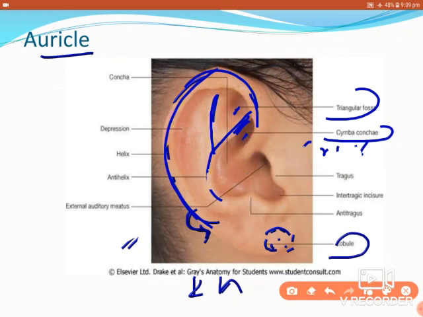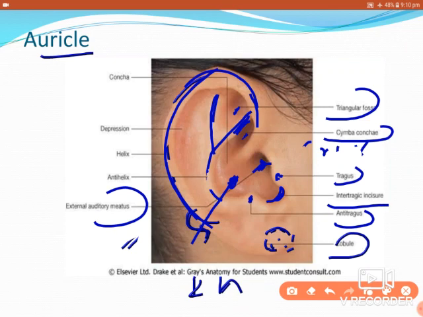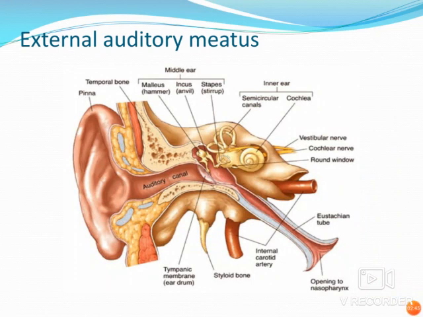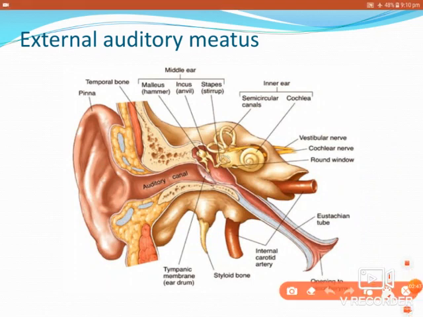Medially, this is the opening of the external acoustic meatus. The depression here is the concha, which leads into the external acoustic meatus. The elevation here is the tragus. Opposite the tragus, this elevation is the antitragus. The notch between these two is the intertragic notch. These are some important features of the auricle, which leads into the external acoustic meatus.